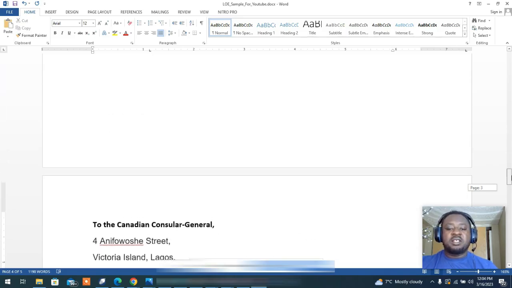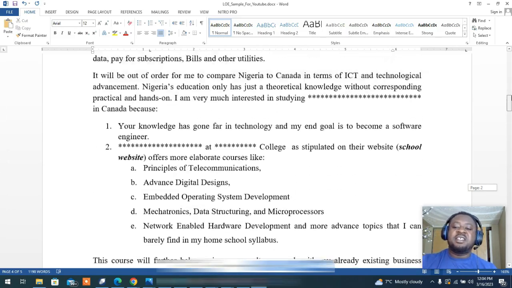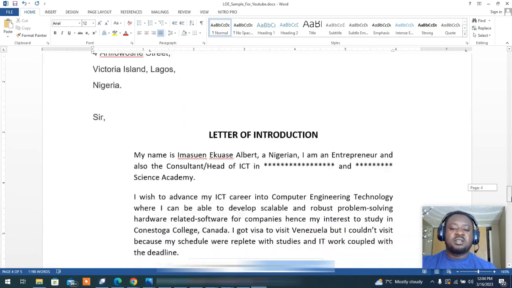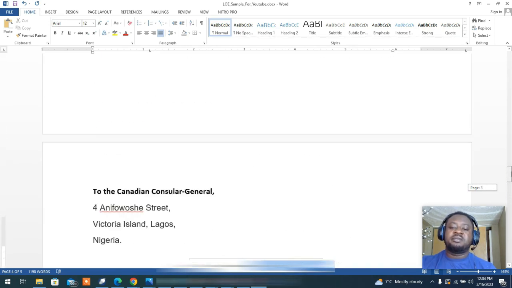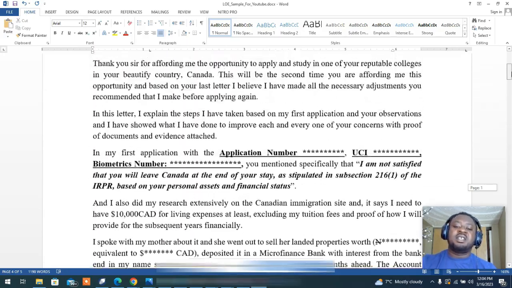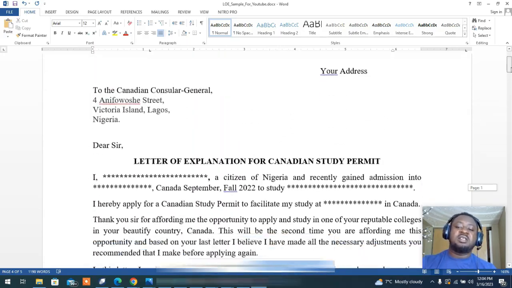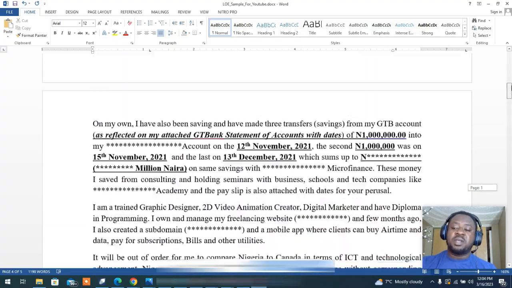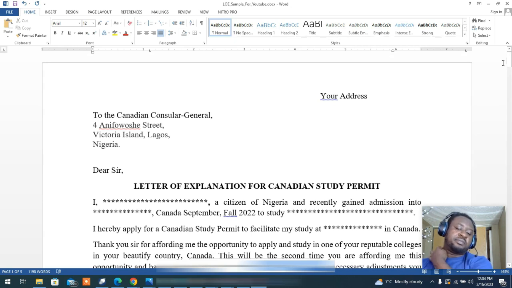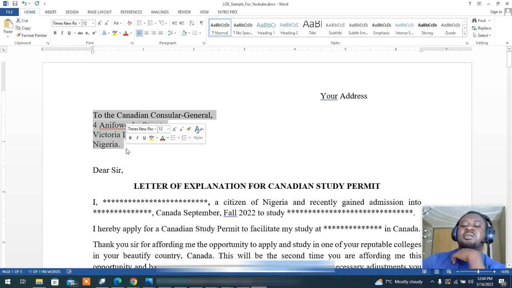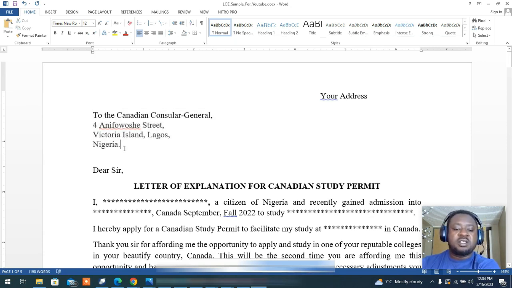So for my next application, I had to write a very detailed application. See, the first one was just one page, very small. So for the second application, I did a very detailed one. You can see it's 2 pages, even 3 pages. So let's read: your address, then the person you are sending it to.